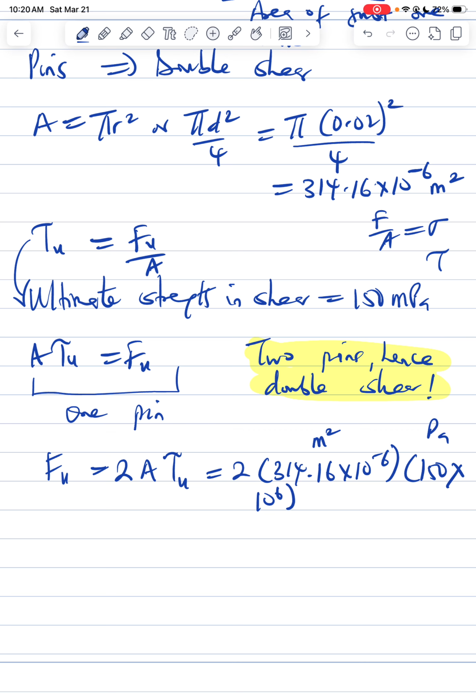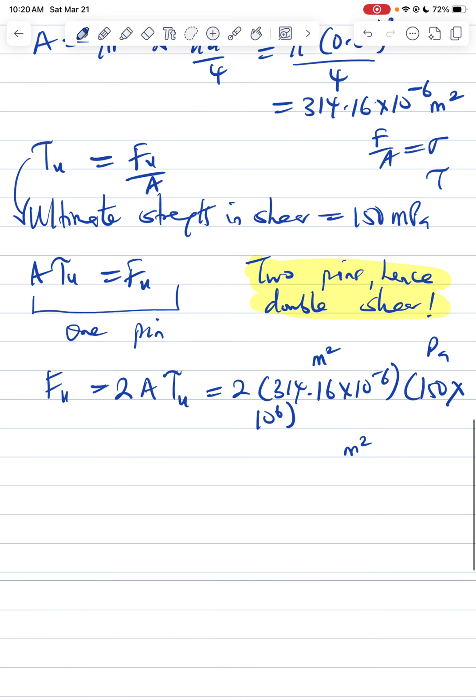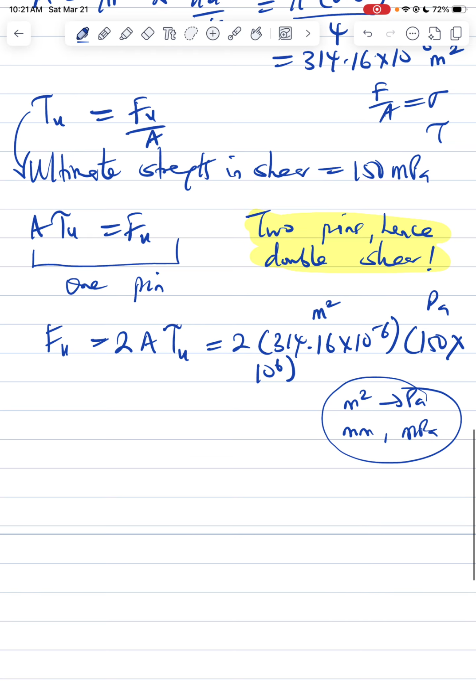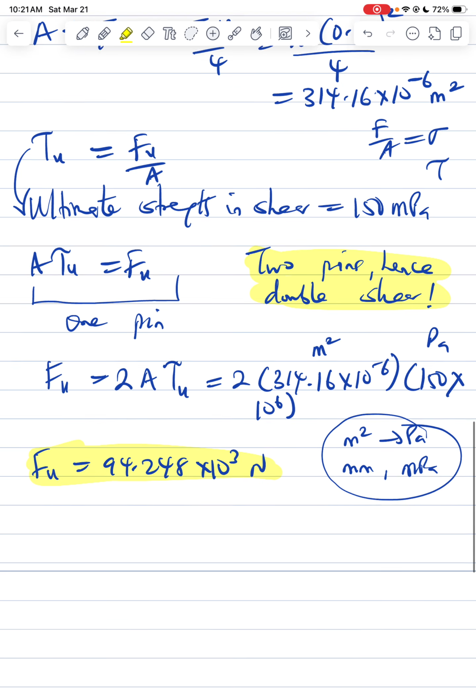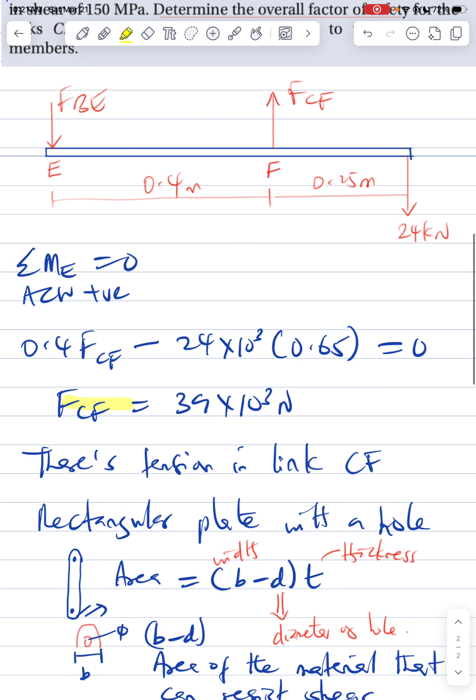If you're working with meters, you use Pa. If you're working with millimeters, you use MPa. You still resolve to the same units; you just have to keep it consistent. So FU at this point will be 94.248 times 10 raised to the power 3 Newton. So we now have the maximum force, FU, in component CF.